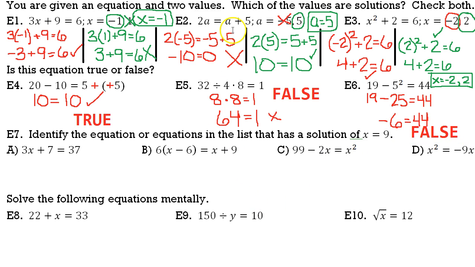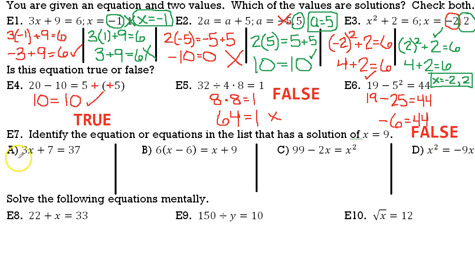All right, example 7, identify the equation or equations that has a solution of x equals 9. So hopefully that'll actually go pretty quickly and pretty smoothly here. All we have to do is plug in the number 9 and give it a yes or a no. Is this good? Is this not good? Let's find out. So we start with the letter A.